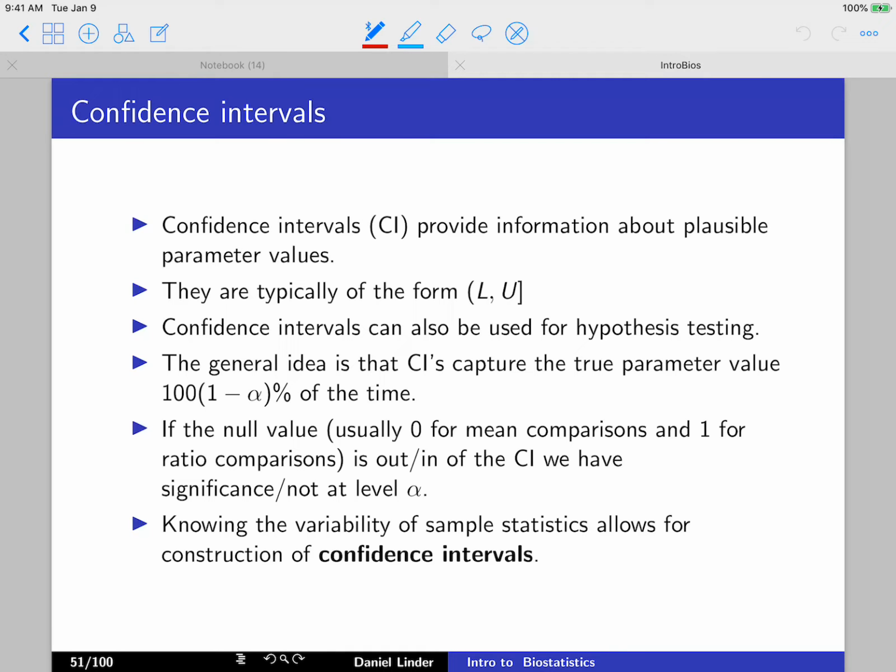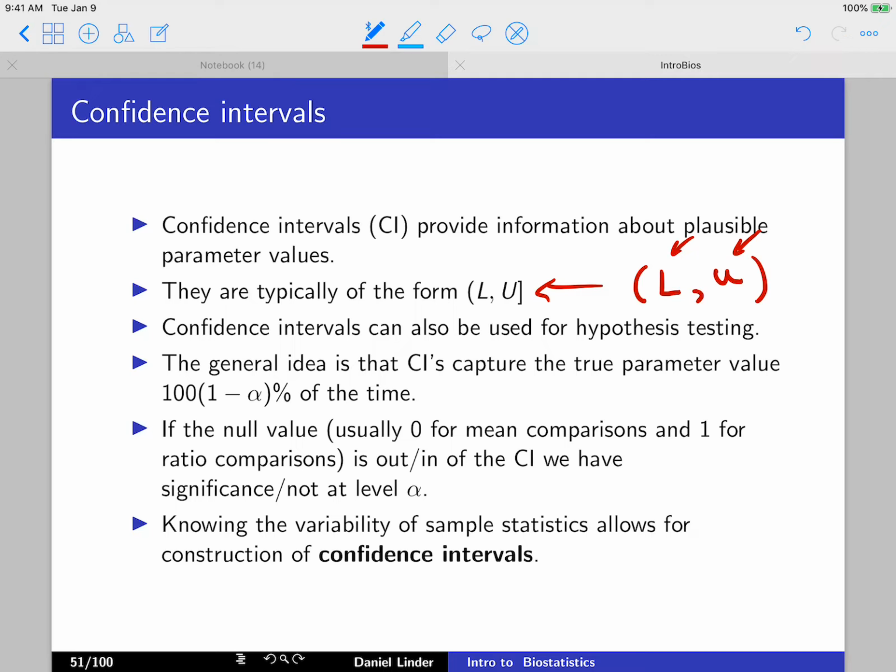So what are confidence intervals? Confidence intervals are essentially intervals that provide information about plausible parameter values. So they're statements about parameters, and they're of the form that looks like this. And there's a slight typo. Let me just write (L, U). So L is the lower endpoint of the confidence interval, U is the upper endpoint of the confidence interval.